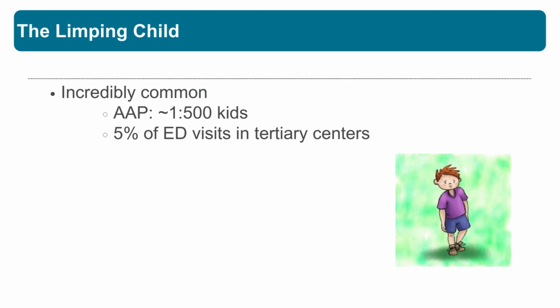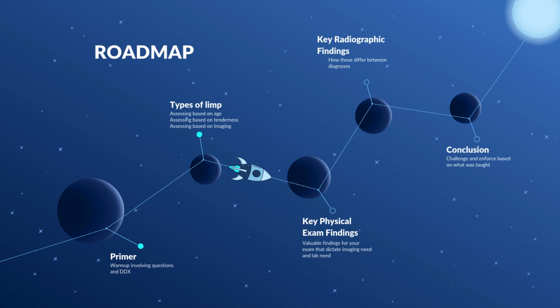So when we approach the limping child, it's important to be aware of why we talk about this in the first place. The American Academy of Pediatrics notes that about 1 in 500 kids that present for an underlying concern will have some sort of limp as their chief complaint. And similarly, about 5% of ED visits in tertiary care centers manifest with a limping child. So if you think about this in a busy pediatric orthopedic institution, primary care, urgent care, this is going to come up almost weekly. So when we talk about a limping child, it's important to focus on what are the types of limp that you may see.